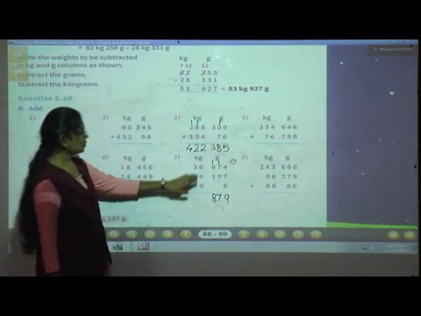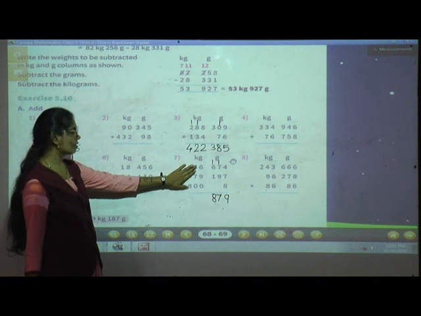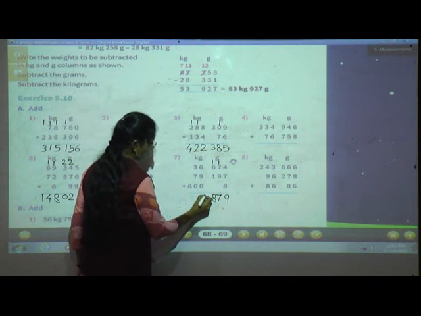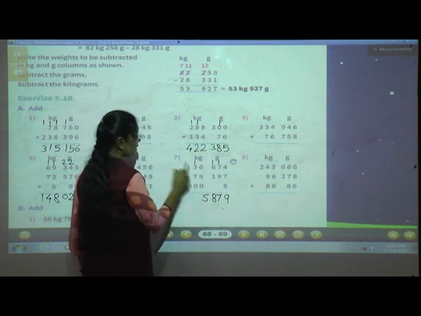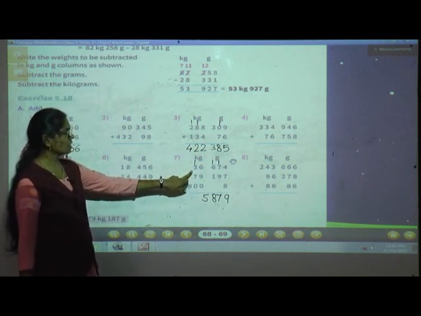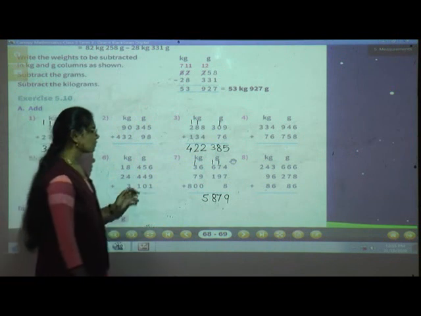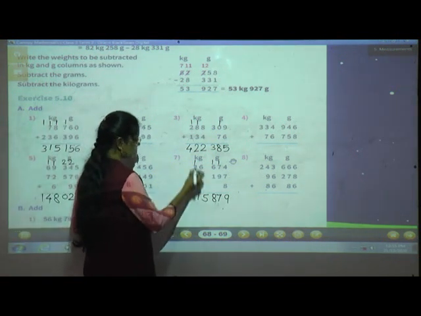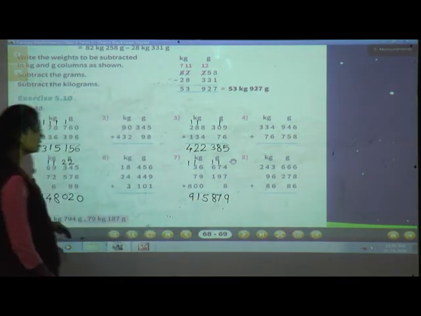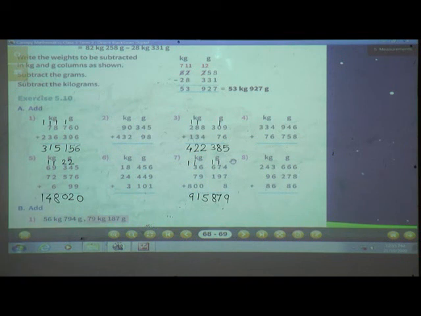Okay, now move to the next column, that is the kilograms column. 6 plus 9, 15, 15 plus 0, 15 only. So here we'll write 5 and we'll give 1 as a carry to the next column. Here 1 plus 3, 4, 4 plus 7, 11. So here we'll write 1. 1 plus 8, 9. So what is the answer? 915 kilogram 879 gram. Understood how to do the addition of this weight? Okay.